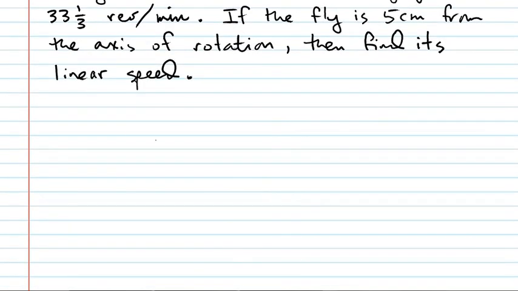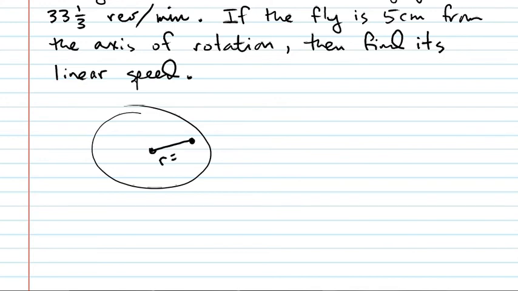Well, a picture is worth at least a couple of words. Here's a record. The center, and the fly is about 5 centimeters from the center. So the R is 5 centimeters. If the record is rotating around in the counterclockwise sense, that's going to be a positive rotation, and the omega here is 33 1/3 revolutions per minute.